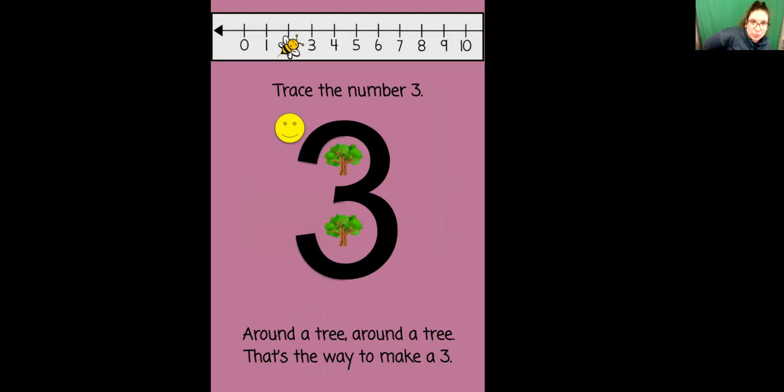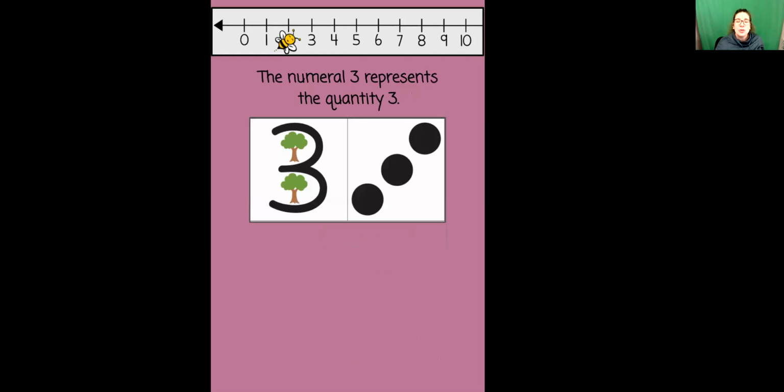Now let's check out the number three. The number three is a little tricky because we have to go around some trees. There are lots of little curves in this number, but we're going to start at that smiley face again, right there next to that first tree. We're going to follow the green arrows with this little poem. Around a tree. Around a tree. That's the way to make a three. You got it.